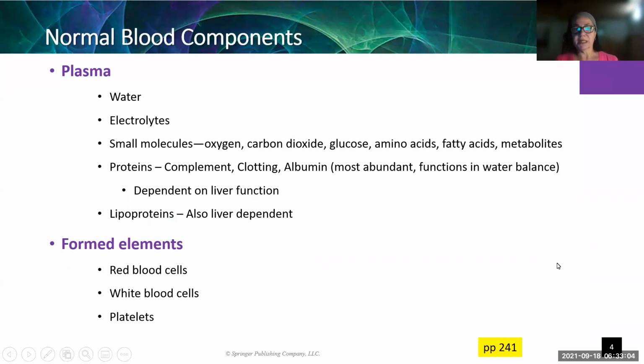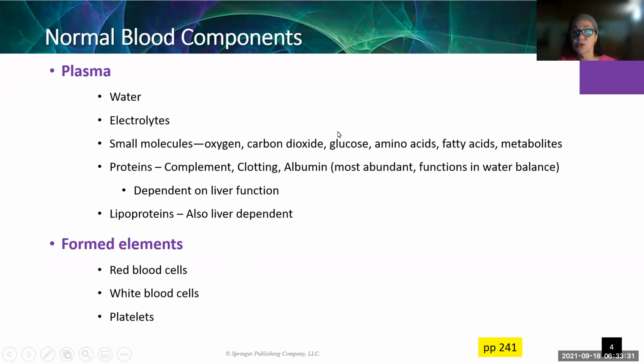All right, so normal blood components. There's the plasma, the liquid part of blood, and then there's the more solid bits, the formed elements. In the plasma, it's primarily water. We also have our electrolytes dissolved in there, sodium, potassium, calcium, magnesium, etc. Small molecules, the two most important, the two that we associate with the respiratory system, oxygen and carbon dioxide.